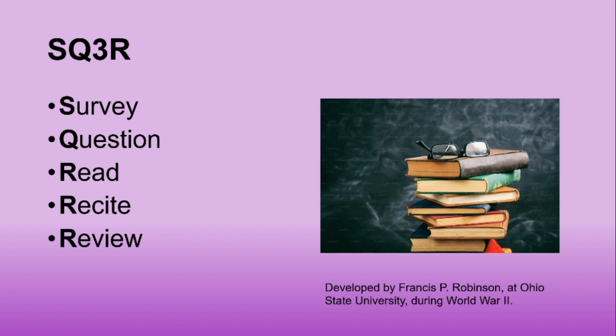SQ3R is a reading system with 5 steps that was developed by Francis P. Robinson at Ohio State University during World War II. The steps in the system are survey, question, read, recite, and review.